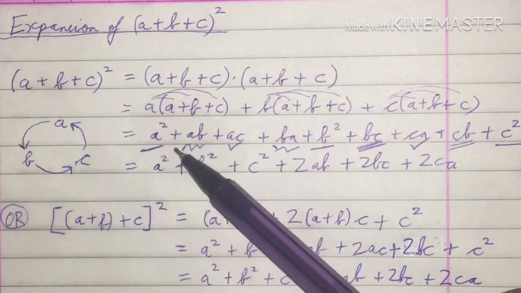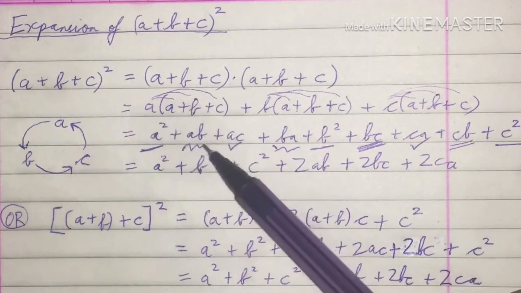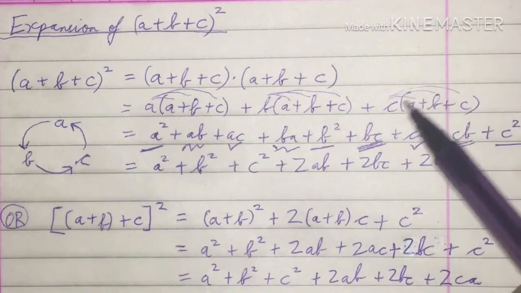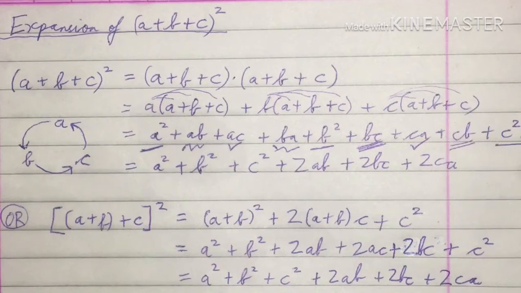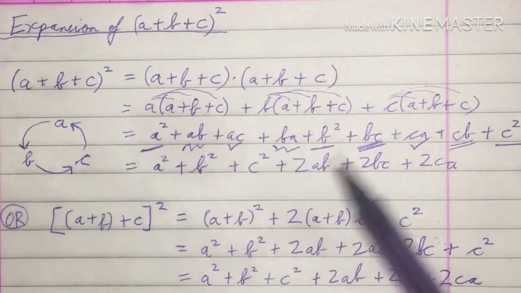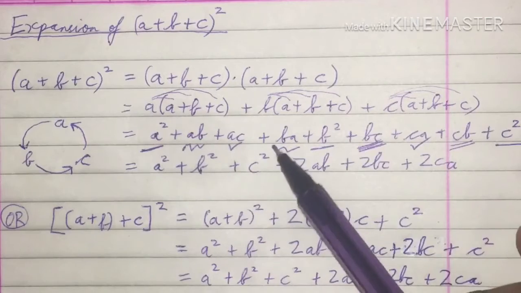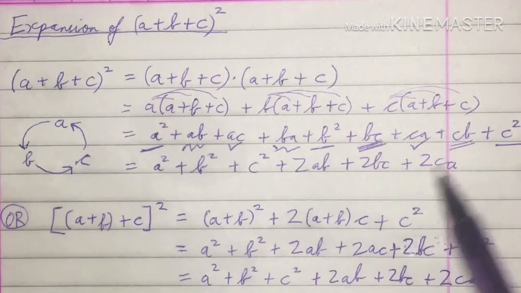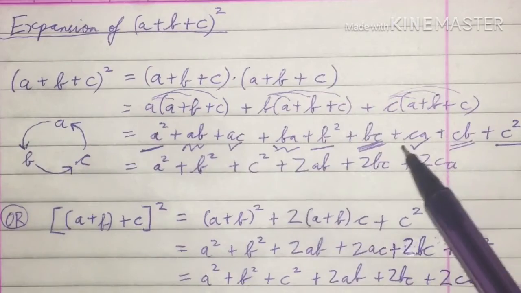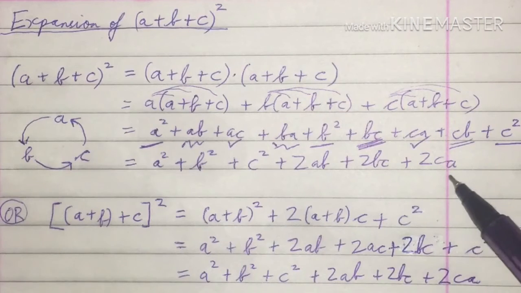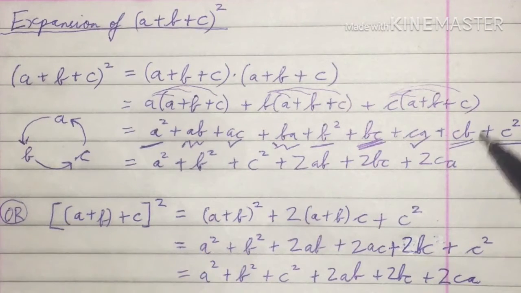Now if we open the brackets again, we get a square plus ab plus ac plus ba plus b square plus bc plus ca plus cb plus c square. Now if we group like terms, we basically get a square plus b square plus c square plus 2ab plus 2bc plus 2ca. AB is equal to BA, BC is equal to CB and CA is equal to AC by commutative property. So the order doesn't matter.